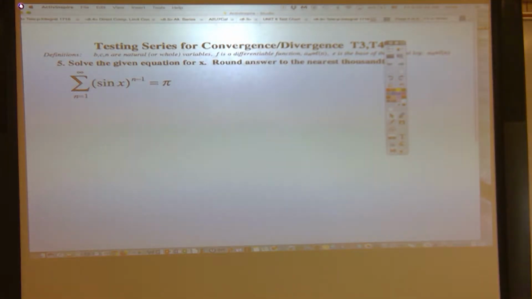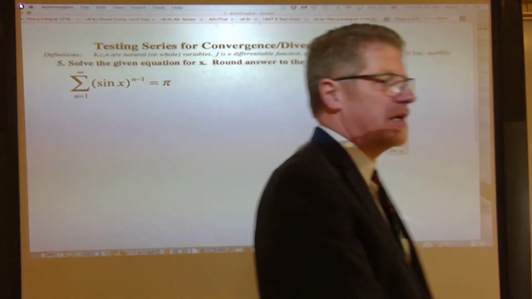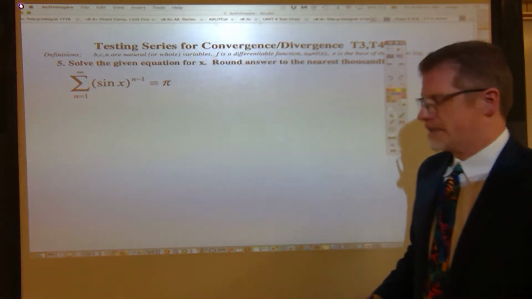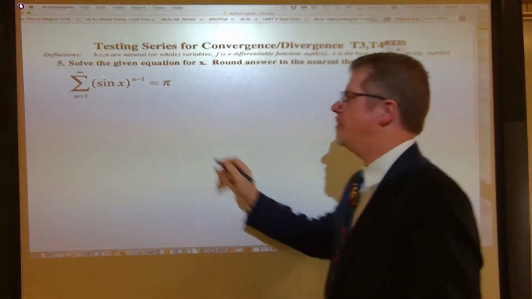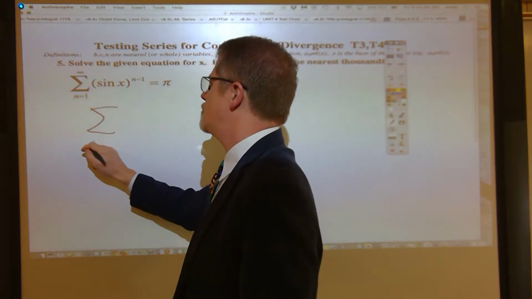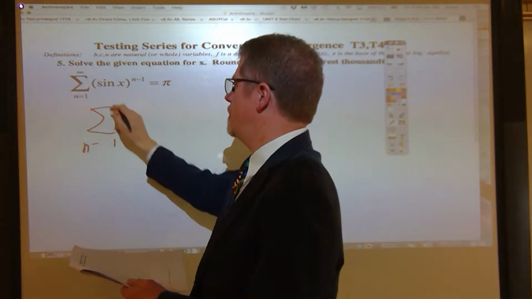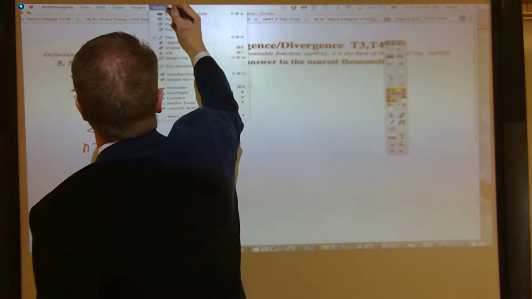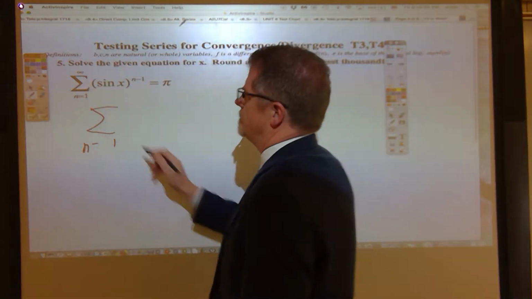This is an example of a problem that's on the AP test that requires no calculus. The only thing you have to actually know from pre-calculus is that the summation from n equals 1 to infinity of a times r to the n, I'm just going to pull up my dual user mode here.